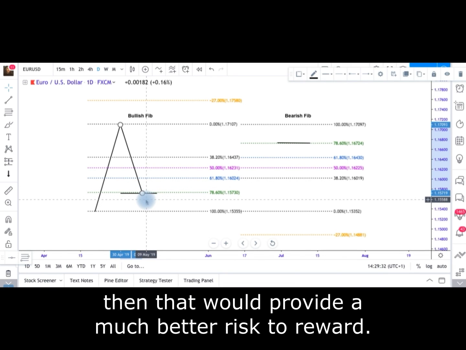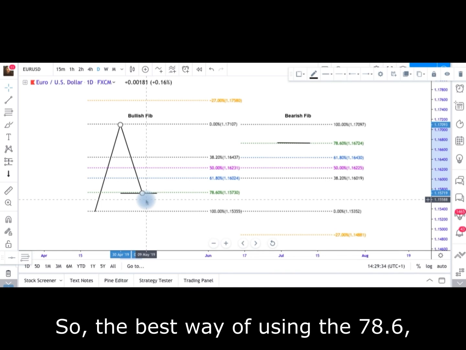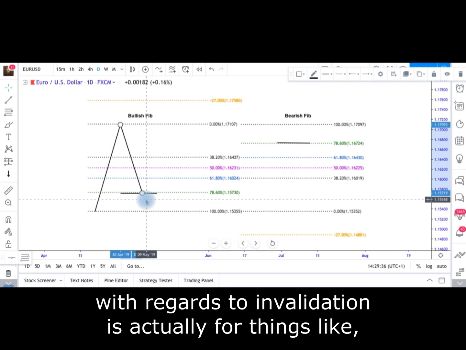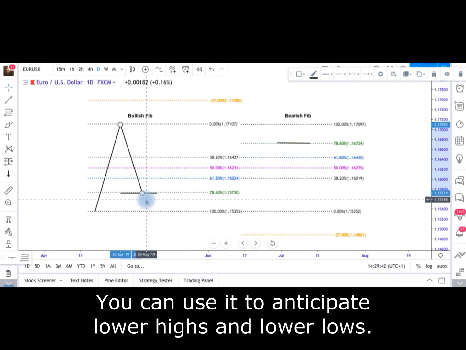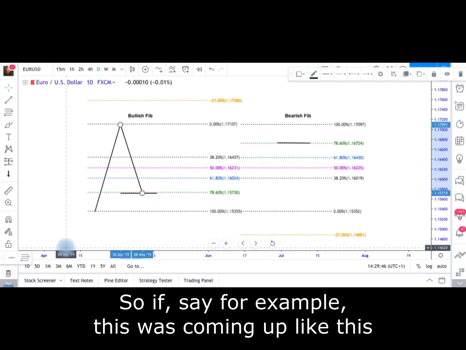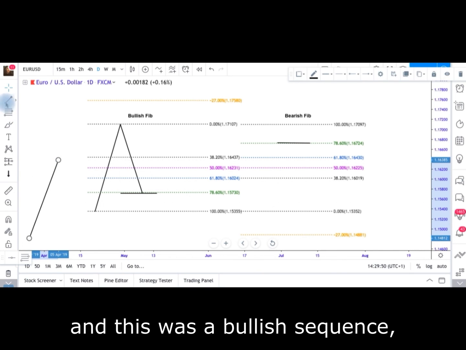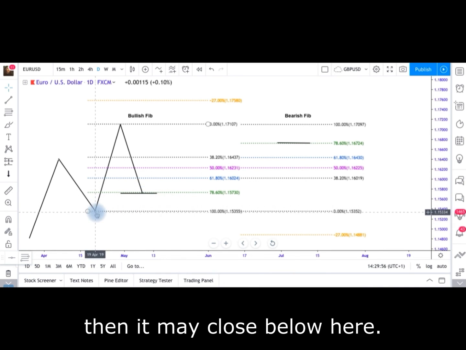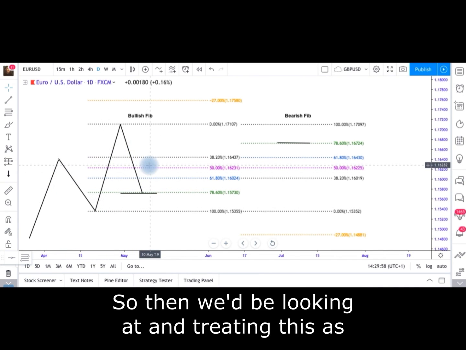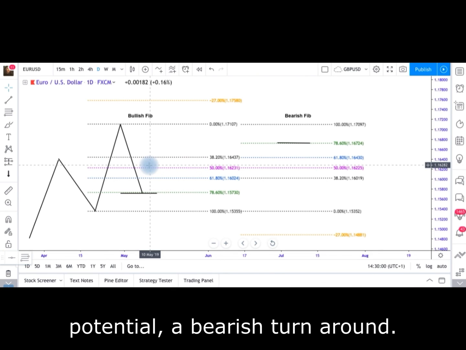So the best way of using the 78.6 with regards to invalidation is actually for things like lower highs and lower lows. You can use it to anticipate lower highs and lower lows. So if, say for example, this was coming up like this, and this was a bullish sequence, we know that if price breaks below the 78.6, then it may close below here. So then we'd be looking at and treating this as potentially a bearish turnaround.